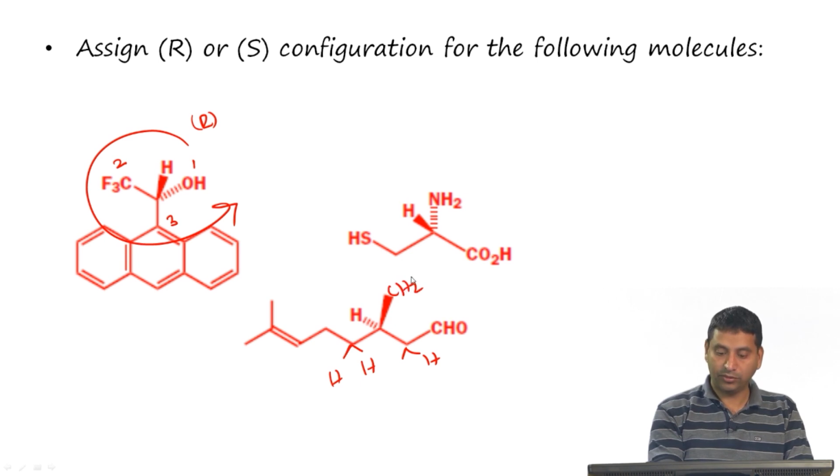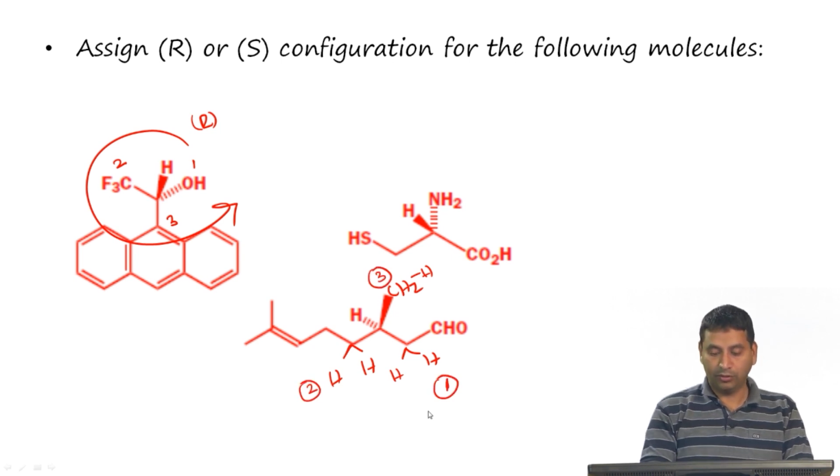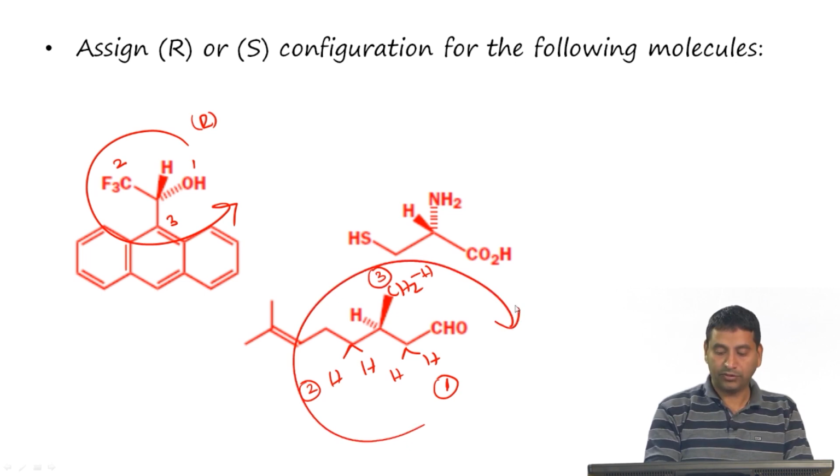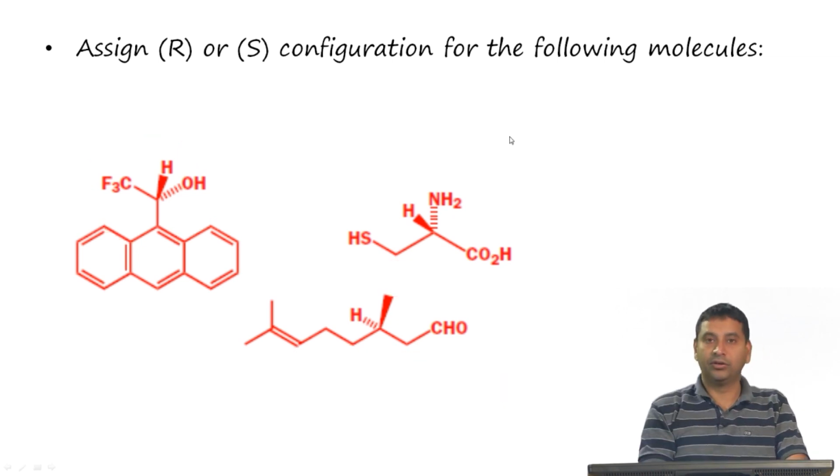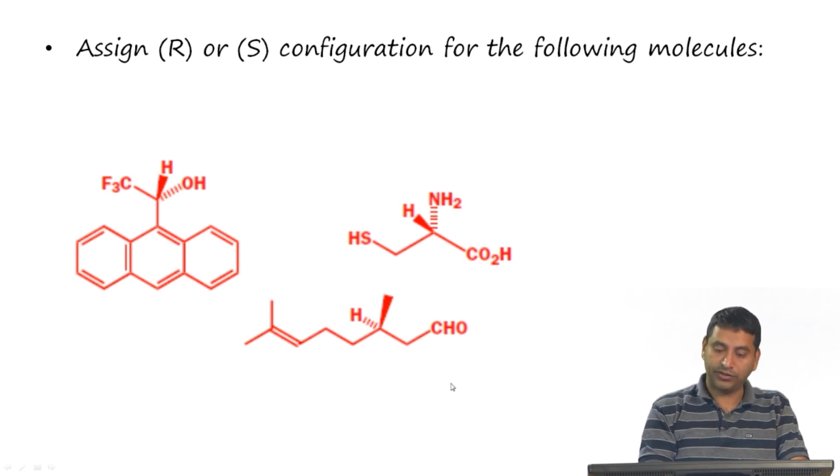Here the CH2 is bound to hydrogen, here it is bound to an aldehyde, and here it is bound to a carbon CH2. So this would get priority number 1, this would get priority number 2, and this would get priority number 3. Now, if we look at the stereochemistry, it is going in the clockwise direction, and since hydrogen is going inside the board, it would still be R.